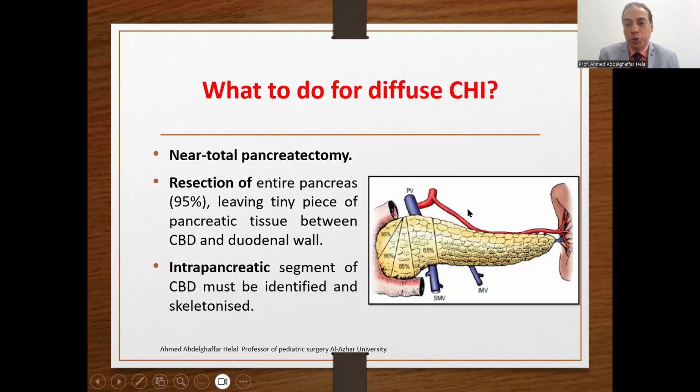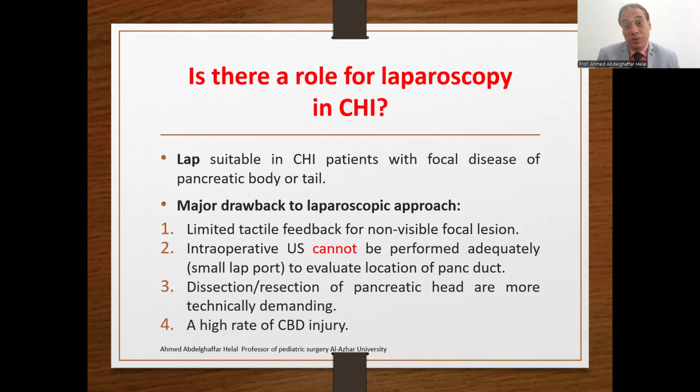What to do for diffuse disease, if the genetics and the isotope scan diagnose diffuse congenital hyperinsulinism? Here we need to perform a near total pancreatectomy, excision of 95 to 98%, leaving only a tiny piece of pancreatic tissue between the common bile duct and the duodenal wall. It's a very challenging operation to skeletonize the common bile duct and preserve it. It's very challenging surgery. Is there a role for laparoscopy in this type of operation?